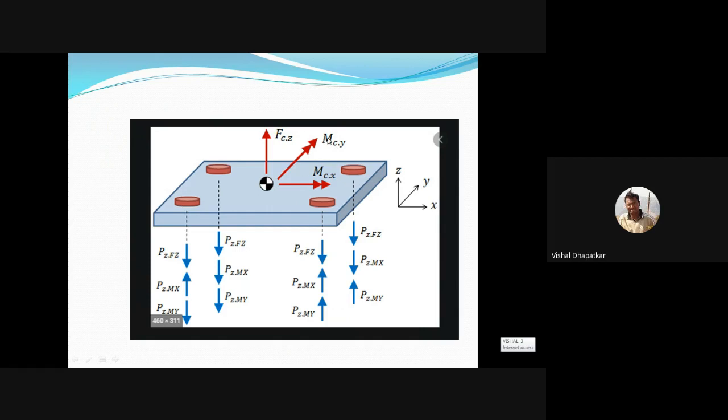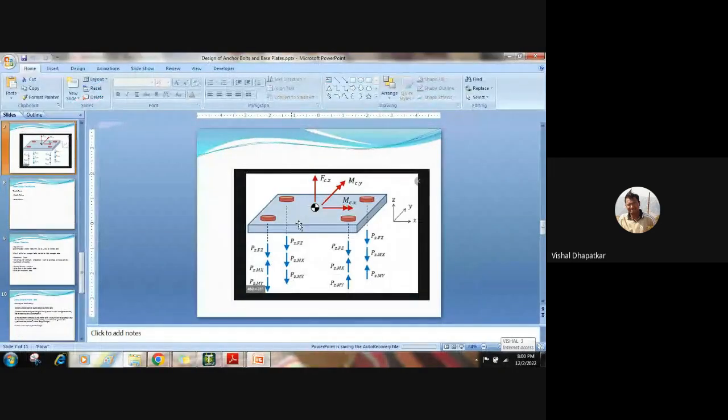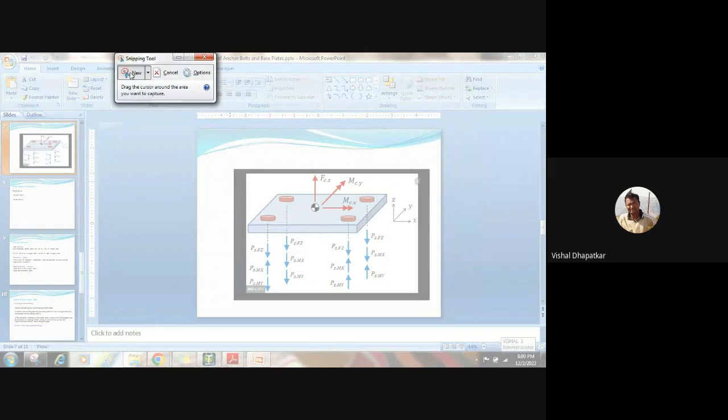And this is the moment MCY, right? So MCY, what will it create? It will create the tension in these 2 bolts, whereas compression in these 2 bolts, right? Because of lever arm, right? Are you getting this moment? How the moment is getting transferred? This is important. How the moment is getting transferred between the anchor bolts.